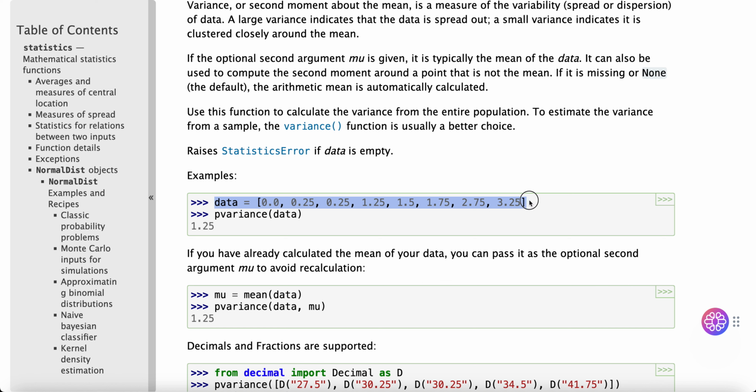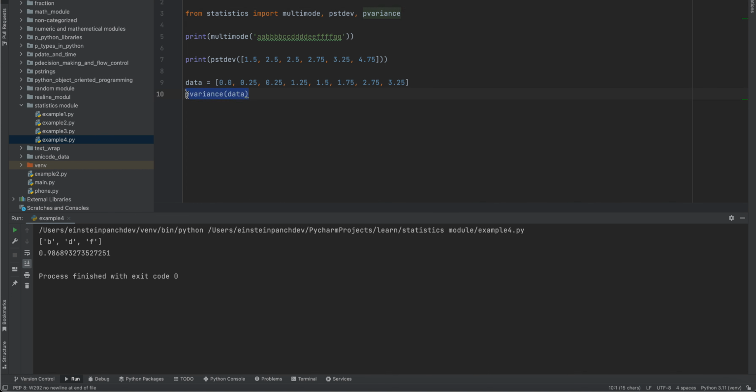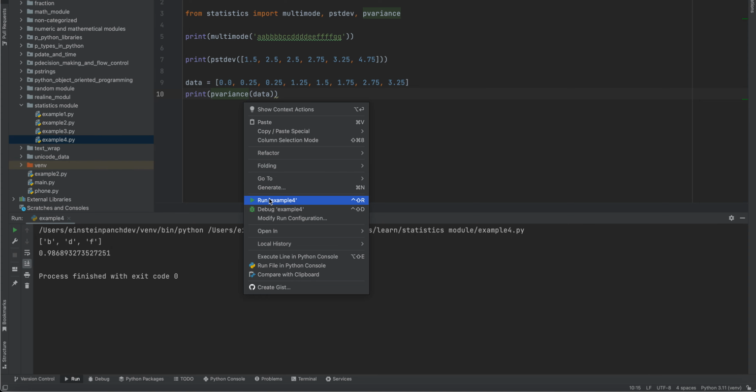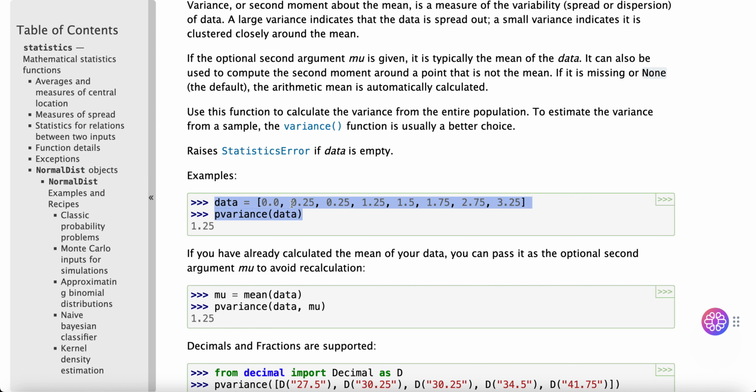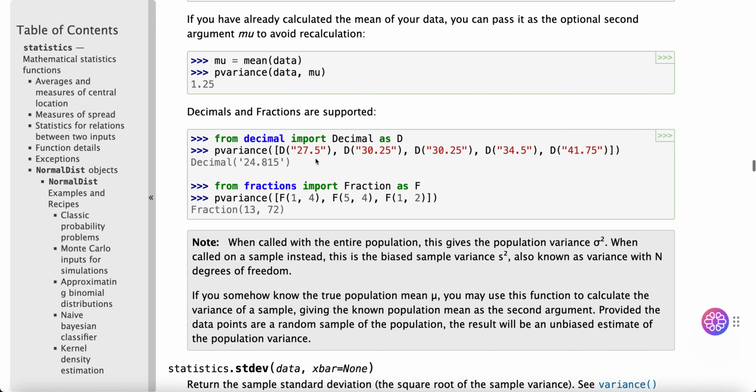data = [...]. Let's do this. So print pvariance(data). Run: 1.25. If you have already calculated the mean of your data, you can pass it as the optional second argument mu to avoid recalculation. mu = mean(data), pvariance(data, mu): 1.25.